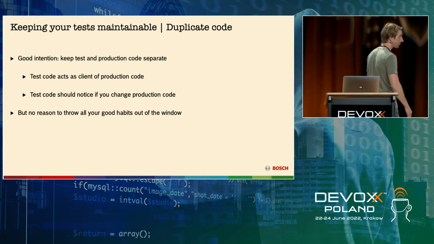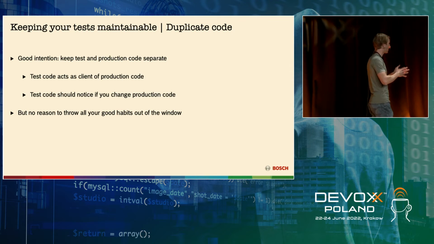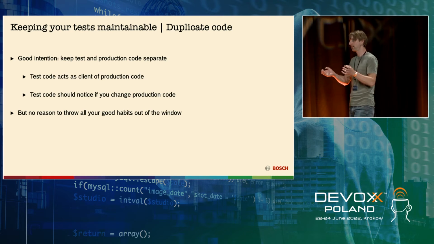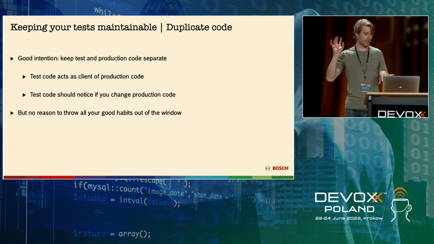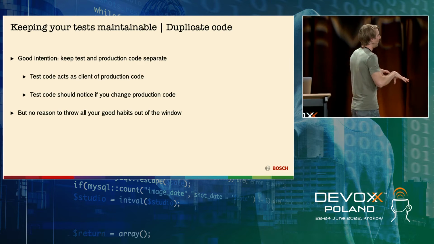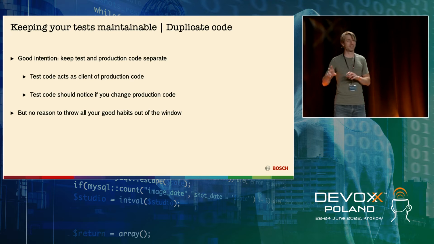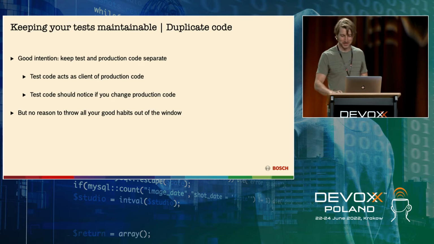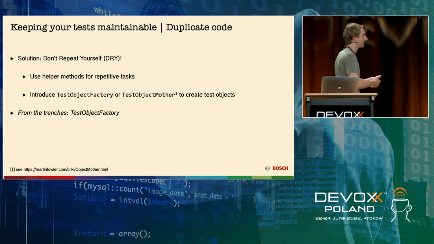So the intention behind that is actually good, right? You want to keep your test code separate from your production code. So you want to avoid tying those closely together, so that changing your production code doesn't influence your test suite. And that's a good thing. But that's not a reason to throw all your good habits out of the window. So you all know the DRY principle, do not repeat yourself, and that also is valid for test code.